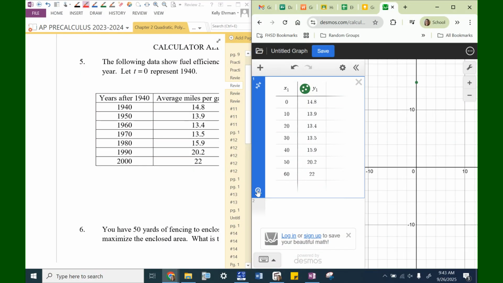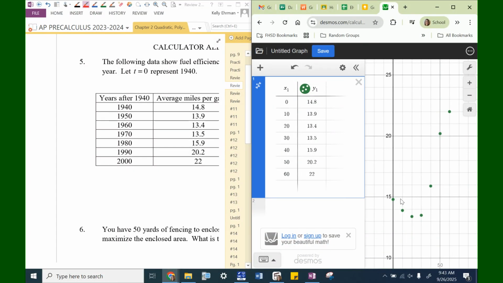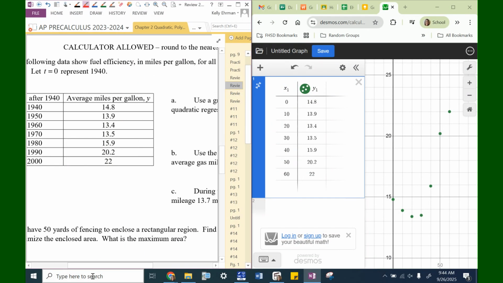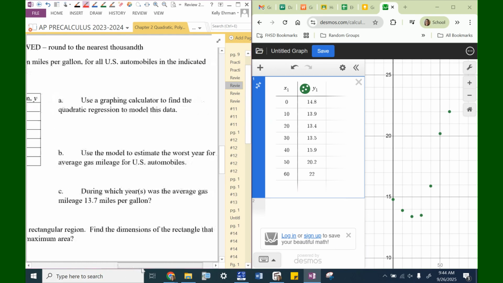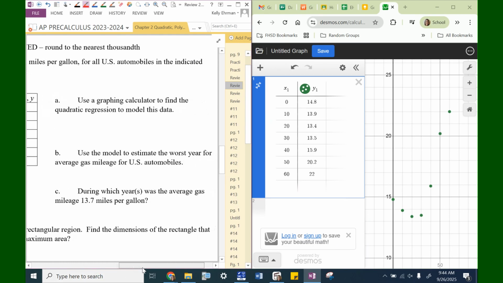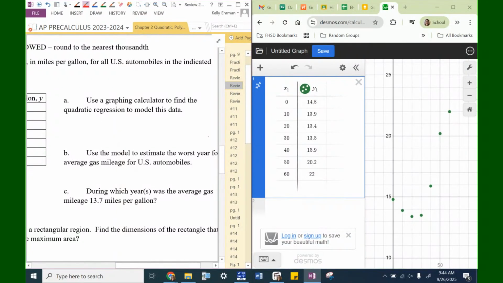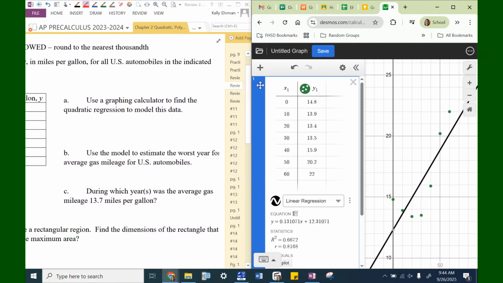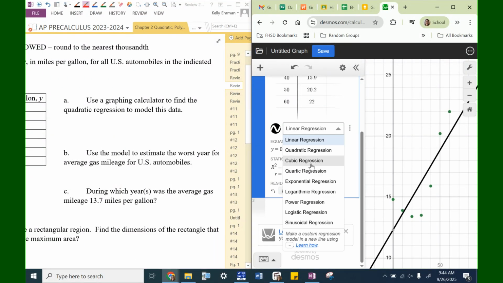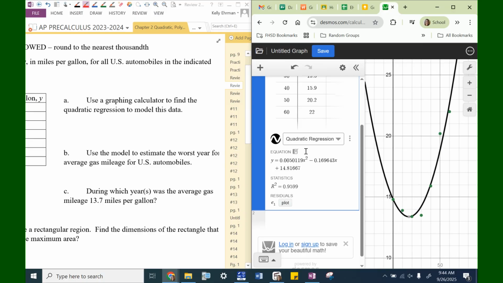Then I zoom fit. This definitely looks like sort of a parabola. It's not perfect. I'm going to choose regression. Let me read the question over here. Okay, so the first part of the question does say use a graphing calculator to find the quadratic regression model. So when you choose regression, remember it will do linear at first. So you need to change this to quadratic. That looks a lot better, right?